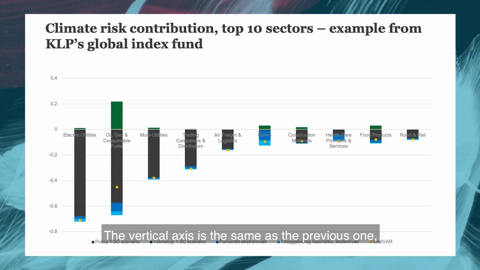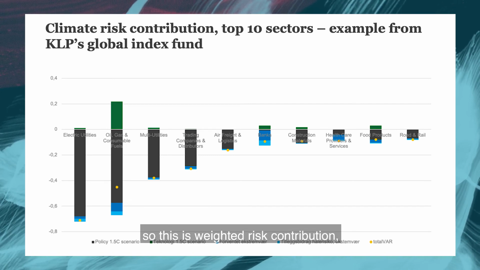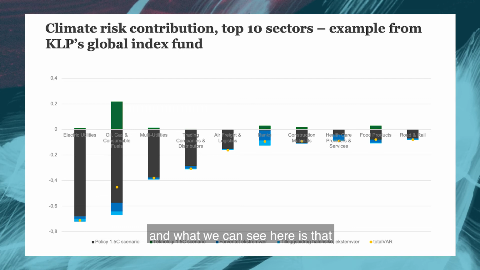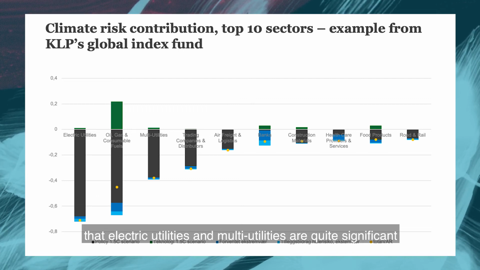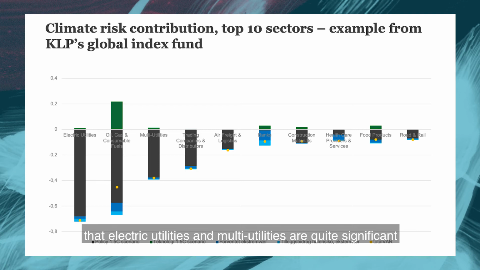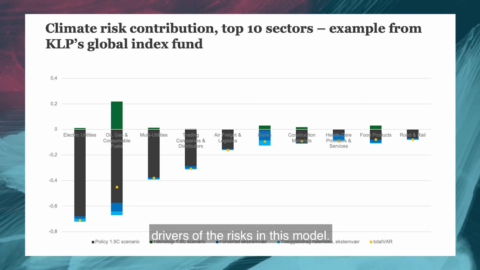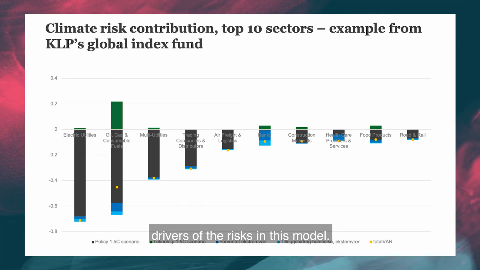The vertical axis is the same as the previous one, so this is weighted risk contribution. And what we can see here is that electric utilities and multi-utilities are quite significant drivers of the risk in this model.